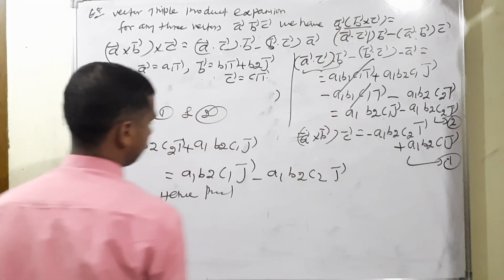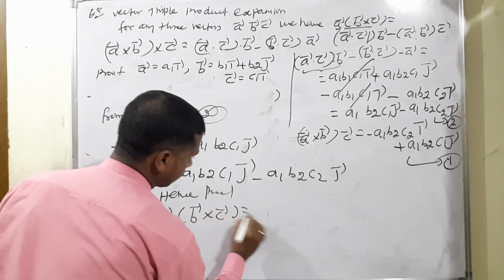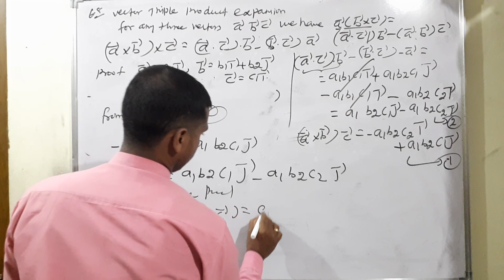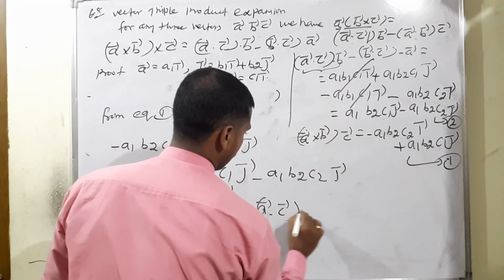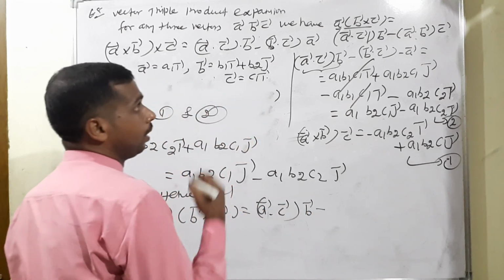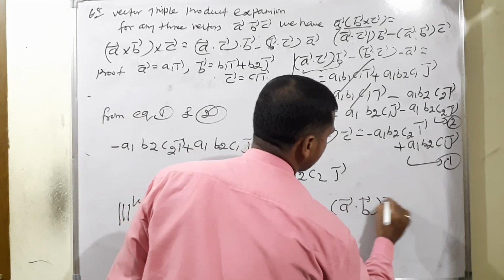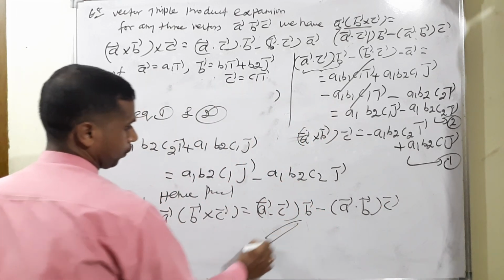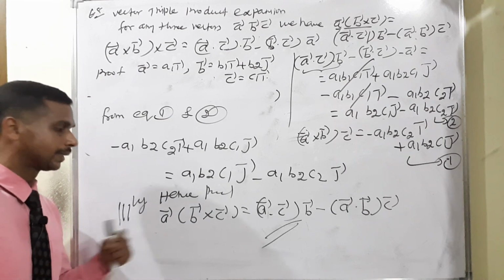Similarly, we can write the main condition. A vector cross, inside B vector cross C vector, is equal to A vector dot C vector outside B vector will come, then minus A vector dot B vector, C vector will come. This is our proof. Okay, one of the important results, that is called the vector triple product expansion.